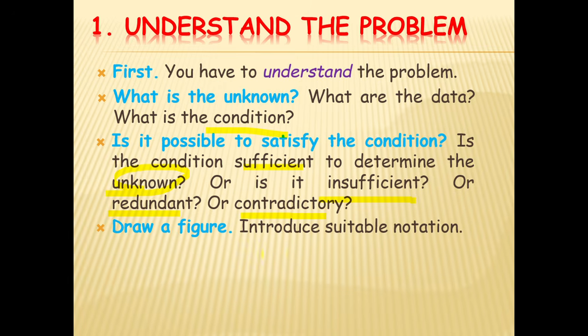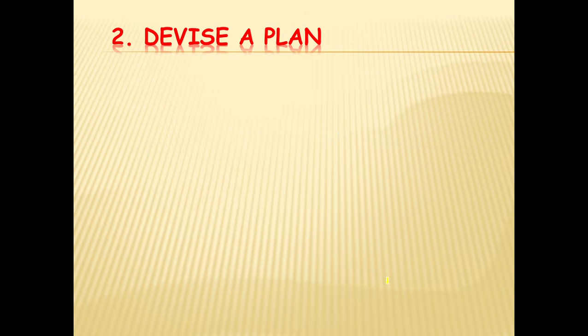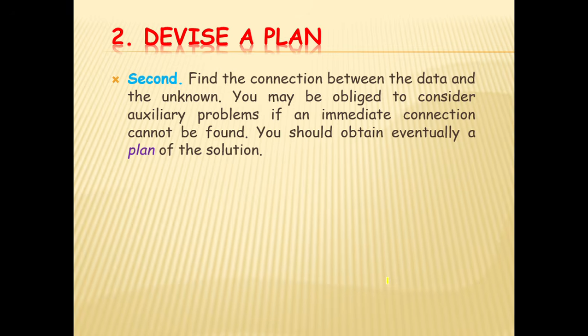And then draw a figure, introduce suitable notation. And then after that, separate the various parts of the condition. Can you write them down? Mas maganda, di ba? And then after that we have to devise a plan. Second, find the connection between the data and the unknown. You may be obliged to consider auxiliary problems if an immediate connection cannot be found. You should obtain eventually a plan of the solution.